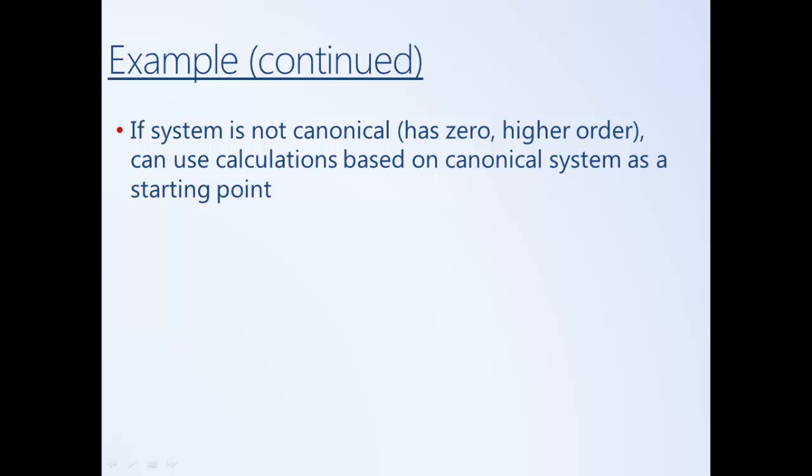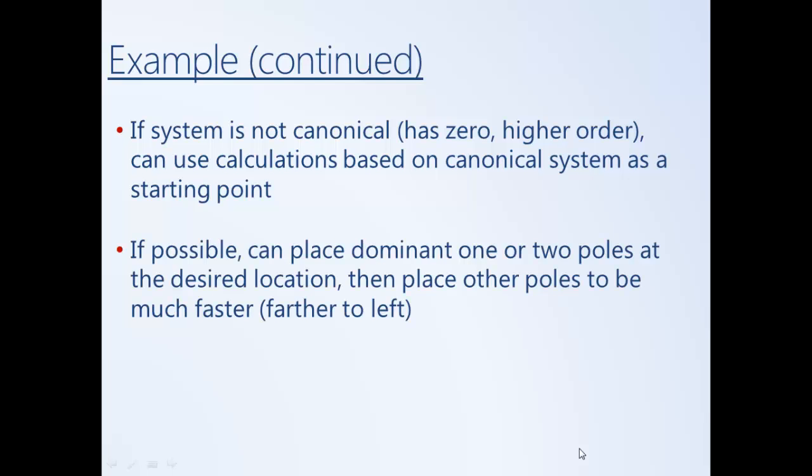So as we were just stating, if the system is not canonical, if it has a 0 or more poles, we can use these calculations based on the canonical system as a starting point. If the system is higher order, has more than 2 poles, one thing that we can do is place 1 or 2 of the poles at the desired location and then place the other poles to be much faster, farther to the left, so that those 1 or 2 poles at the desired location dominate, and we can neglect the effect of the faster poles on the transient response.